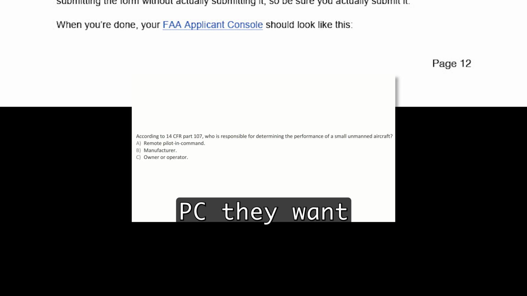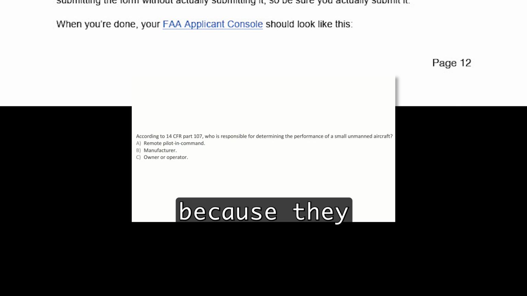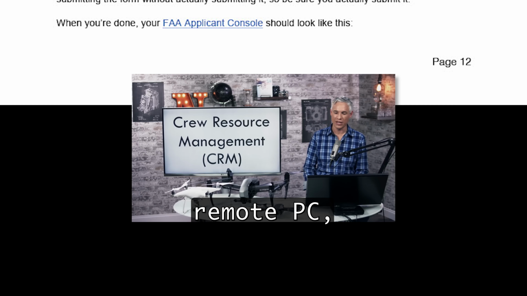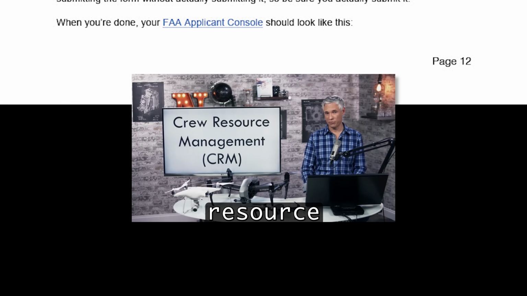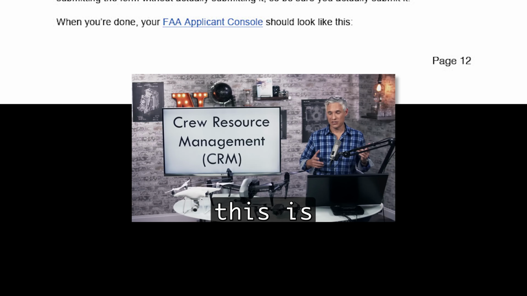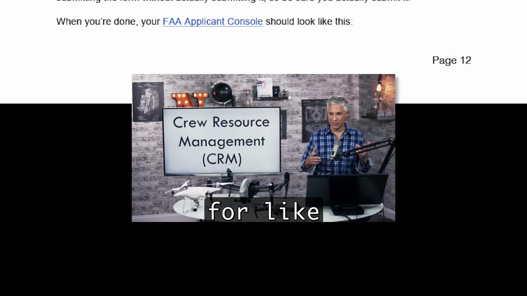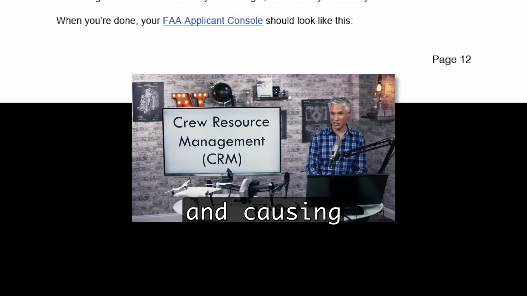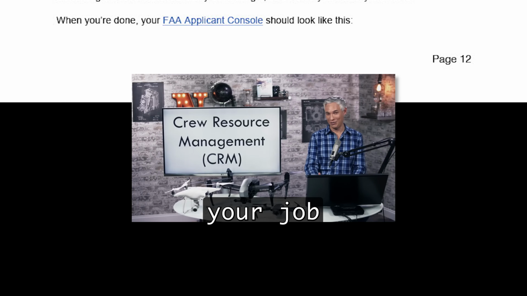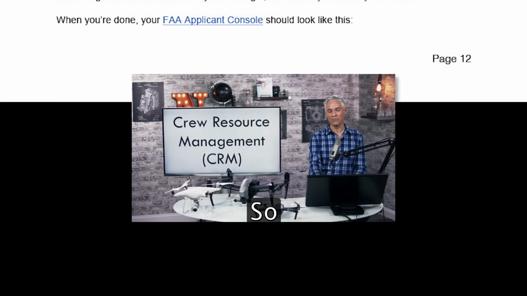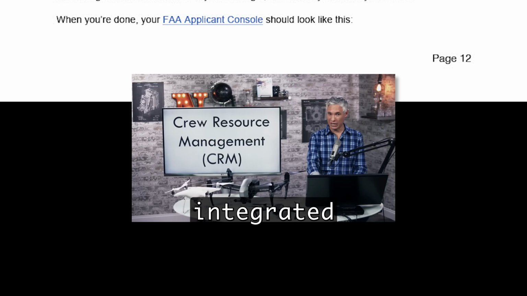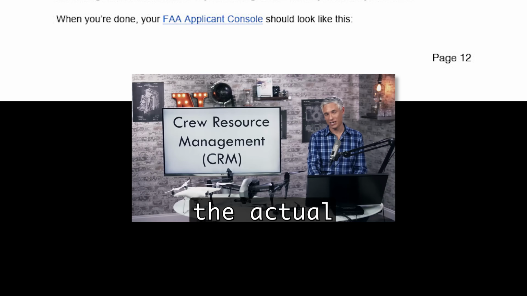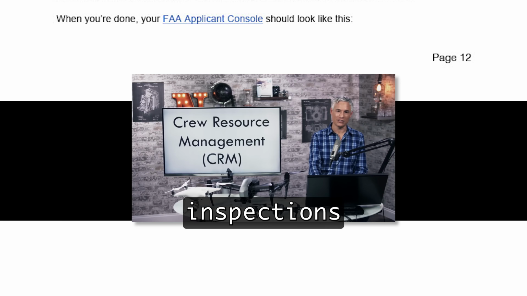They're asking these because they want you to acknowledge that you are taking responsibility for everything as the remote PIC. I just want you to know the term crew resource management, because this is the FAA's strategy for keeping your team together and making sure that everybody's sober and not roughhousing and causing problems. That's your job, again, crew resource management. So crew resource management must be integrated into all phases of the flight: the planning phase, the actual flying phase, the maintenance phase, the inspections phase.